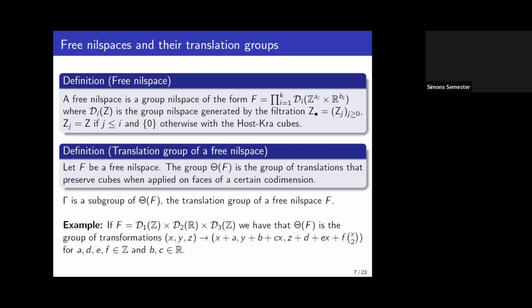But instead of putting here the general formula, which is a little horrible, we have this small example. If you take D_1 of Z, D_2 of R, D_0 of R, then the translation group of this free nil space consists of all transformations of this kind. As you can see, there's a pattern here. In the first coordinate is this D_1, so you just add a constant. In the second one, you allow a linear phase. And in the third one, you allow a quadratic phase.